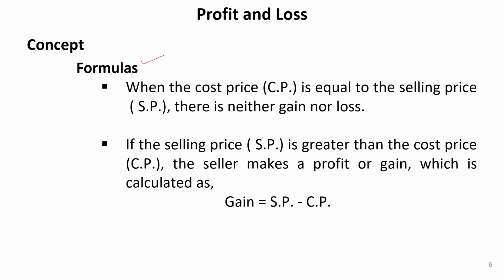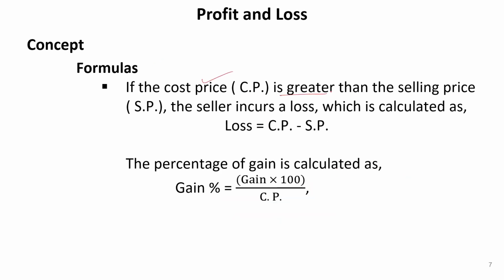So let's see all the formulas. When the cost price CP is equal to the selling price SP, there is neither gain nor loss, because the cost price is equal to the selling price. So selling price minus cost price will be equal to 0. That is when we say he neither gains nor loses. If the selling price is greater than the cost price, then the seller makes a profit or gain, which is calculated as gain equals selling price minus cost price. If the cost price is greater than the selling price, then the seller incurs a loss, which is calculated as CP minus SP, that is, cost price minus selling price is equal to loss.